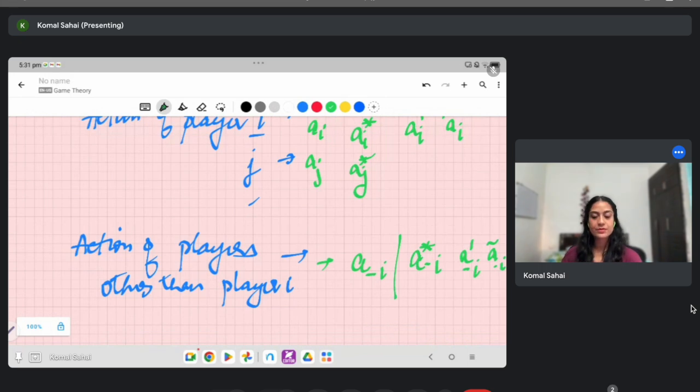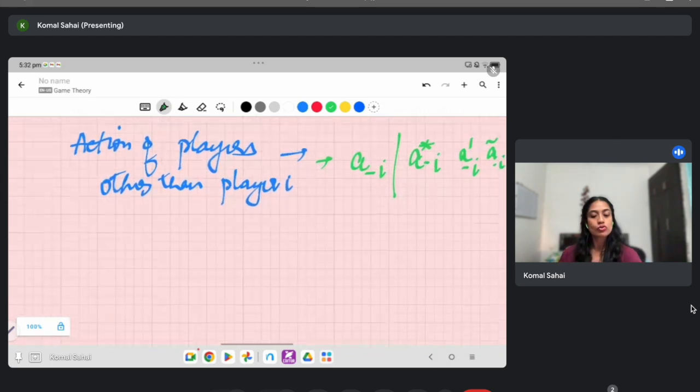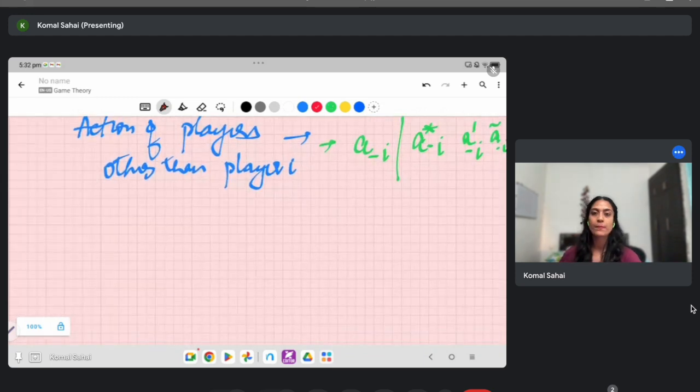तो subscript यहाँ पे जो I था, if there is only one other player, then you can say player J. If there are many other players, then you can say player minus I. All players minus the player I. Alright. So using this notation, then we can give a more concise definition of Nash equilibrium.